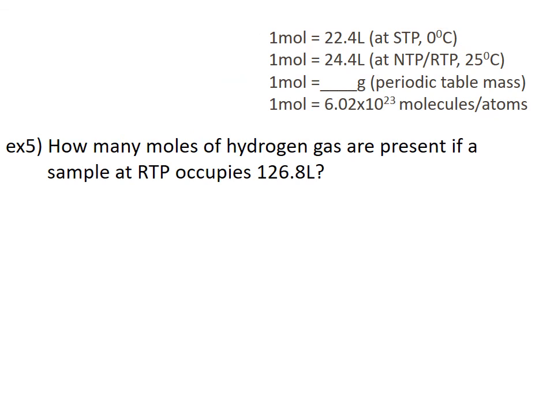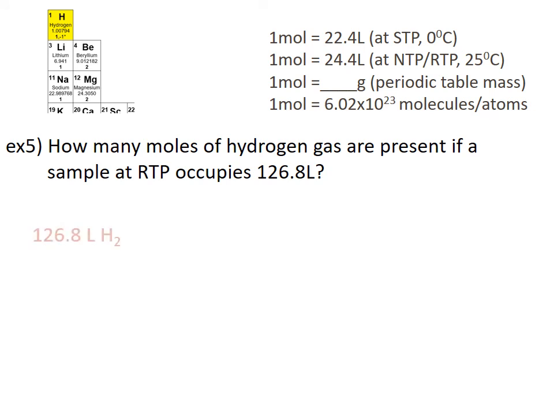Example 5, how many moles of hydrogen gas are present if a sample at RTP occupies 126.8 liters? So we've got hydrogen gas to begin with. Gas, that's its state, really doesn't matter to us, but we want to find the formula. If I look on the periodic table, I have highlighted the hydrogen, and that's because it is a diatomic. So when I talk about just hydrogen, I write H2. So I have 126.8 liters of H2.